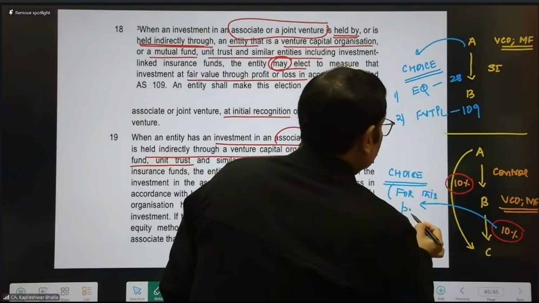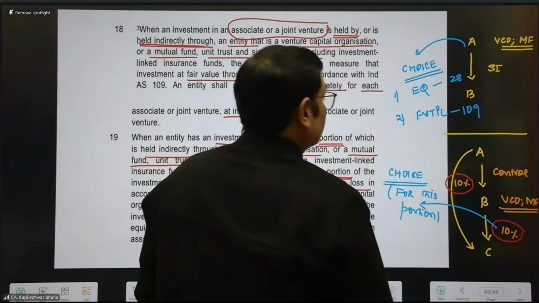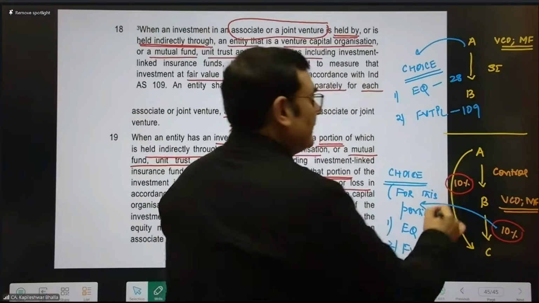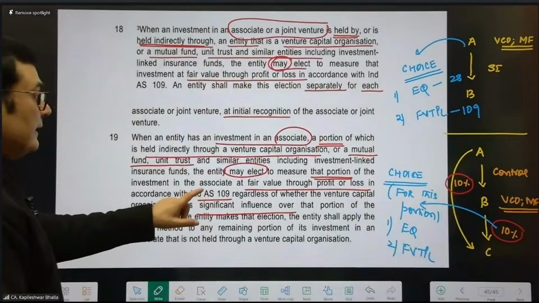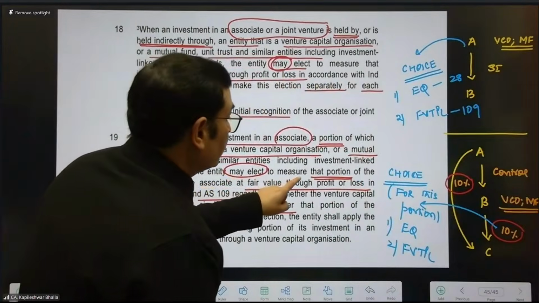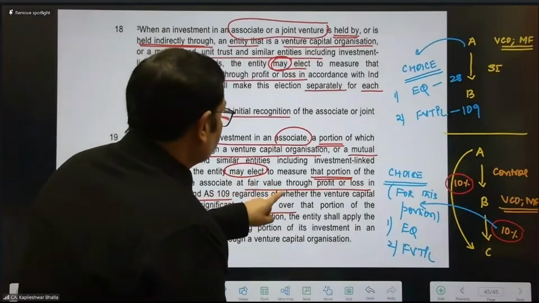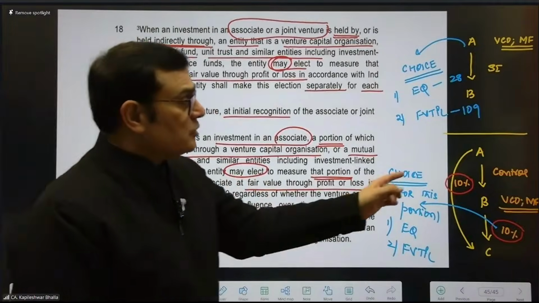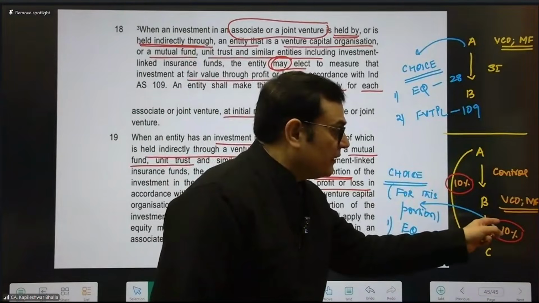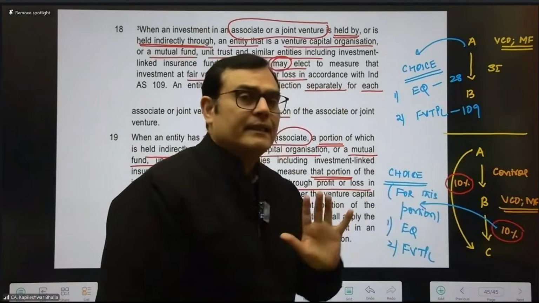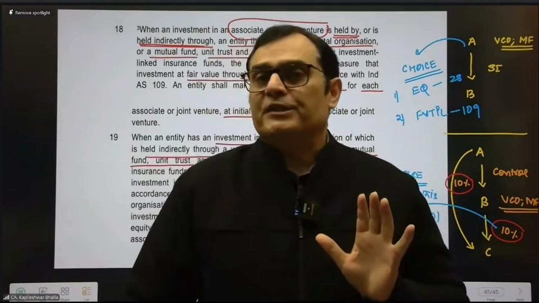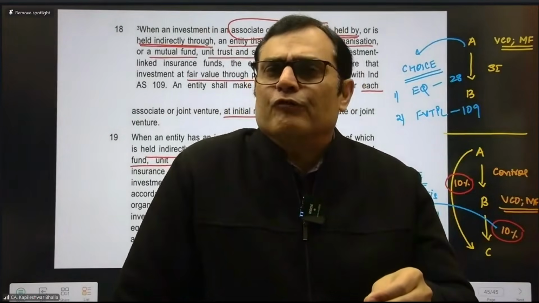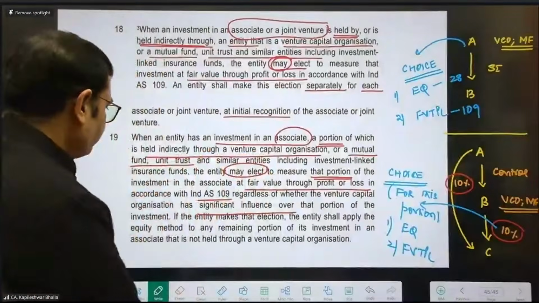Not for the direct portion, but only for the indirect portion, you get a choice that either you can apply the equity method of consolidation or you can consider this investment at FVTPL. That's what it says. The entity may elect to measure that portion of the investment at FVTPL regardless of whether there is a significant influence for that portion. So whether this is standalone a significant influence or not doesn't make a difference. If A in C and A through B in C has a significant influence on a combined basis, whether B individually has a significant influence or not would not make any difference in this case.